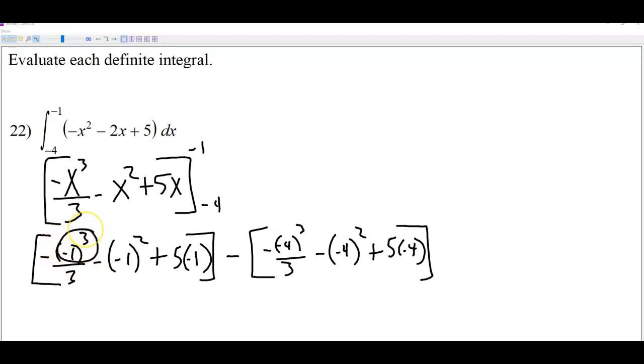So cubing -1 is -1, but there's a negative in the front, so it becomes a +1 third. Squaring a -1 is a positive 1, but it has a minus in front of it. And then 5 times -1 is -5, so that becomes -5.